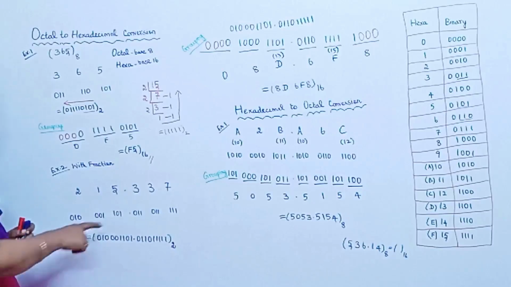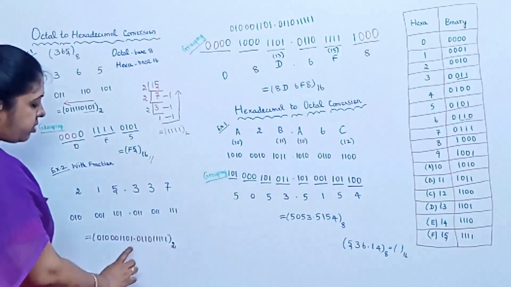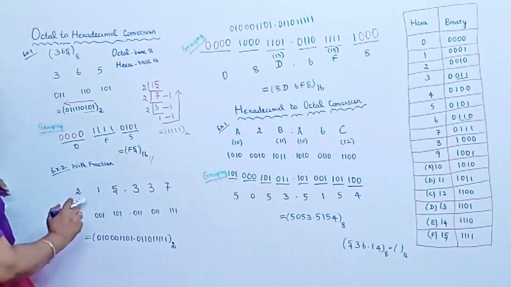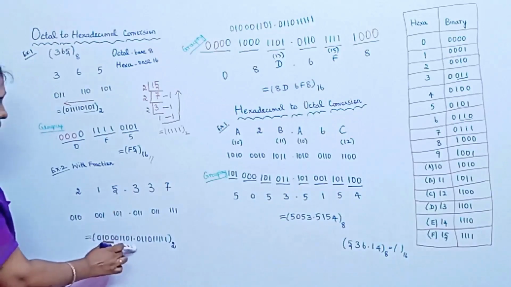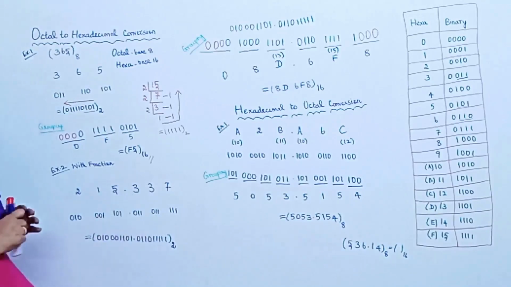After the decimal point also we do the same substitutions, and the values are written after the decimal point. That is, for 215, 010 001 101 point. For 337, 011 011 111 is written.